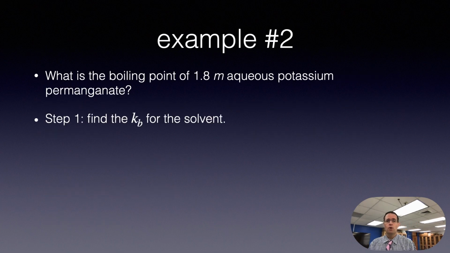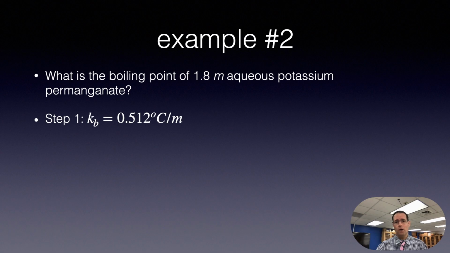Example number 2, what is the boiling point of 1.8 molal aqueous potassium permanganate? All right, so remain calm. So first step, you want to find the KB for the solvent. This is aqueous, so that means water. It's 0.512 degrees C per molality, okay? Next, we want to determine what i is. So a little bit of head scratching here.